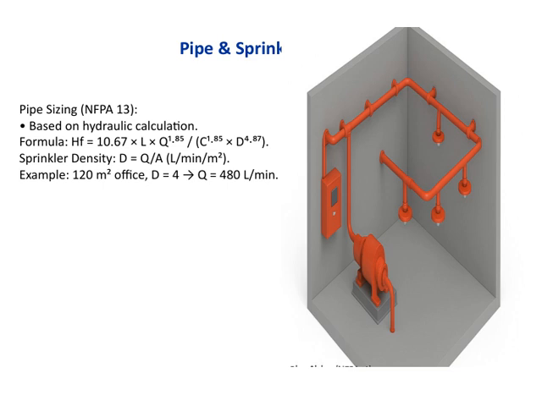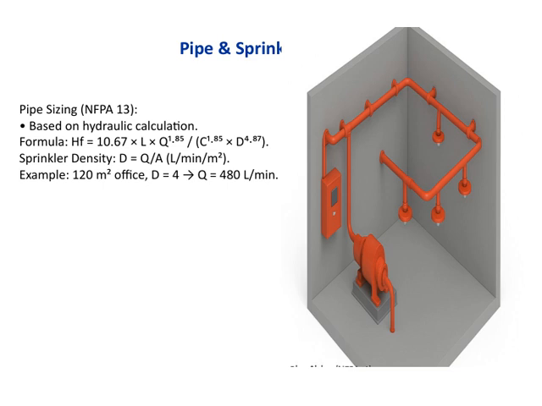When we talk about sprinkler density, it's simply the flow rate, Q, divided by the area, A, in square meters. So, if we have a certain flow rate in liters per minute and know the area it covers, we can determine the density. For example, imagine an office space of 120 square meters. If the sprinkler density is set to 4 liters per minute per square meter, then the total flow rate needed would be 480 liters per minute.